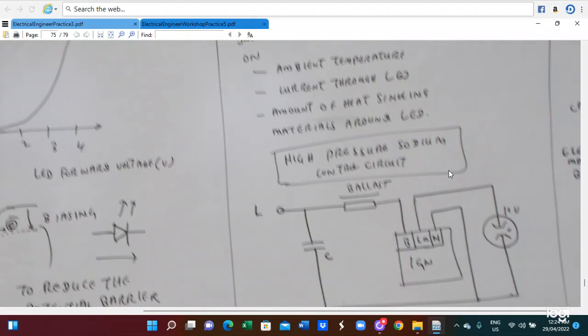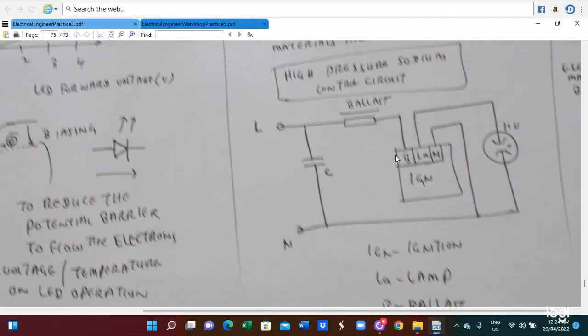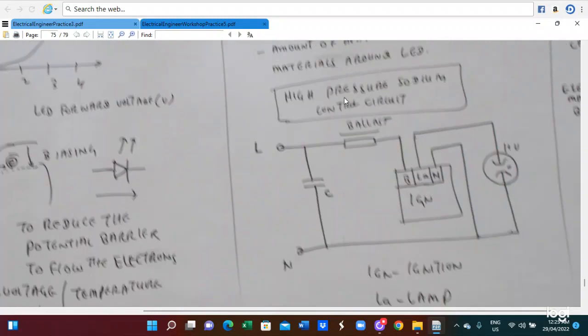So this is a high pressure sodium lamp control circuit. This is a ballast, this is an ignitor. This is the ignitor, L is the lamp, B is the ballast, C is a capacitor. So this is the construction of the electrical circuit diagram of the high pressure sodium control circuit.